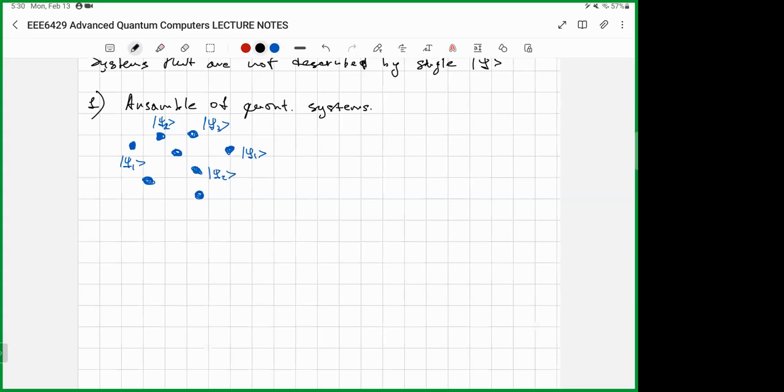For example, for an arbitrary state psi i, we can define this probability p_i. And since this is a probability, it obeys the normalization rule. So the sum of all these probabilities is equal to 1.